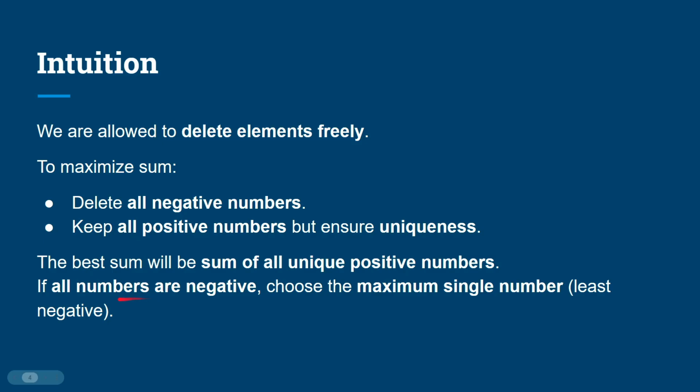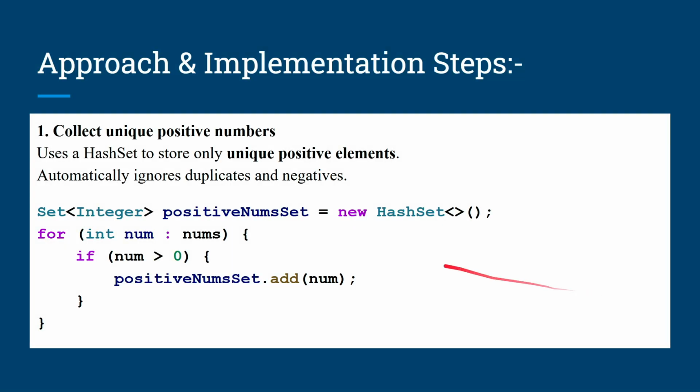If all numbers are negative, choose the maximum single number, the least negative, correct? For example, suppose we have 1, 2, 3, 4, 5 and there is only one minus, so we'll remove the -1. But if all are negative, -1, -3, -2, -5, we'll delete all of them but keep -1. So it will be the least negative.